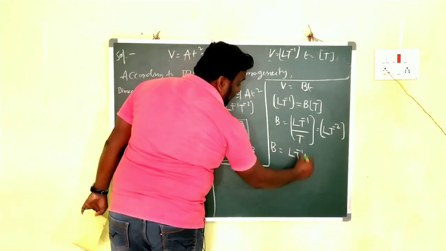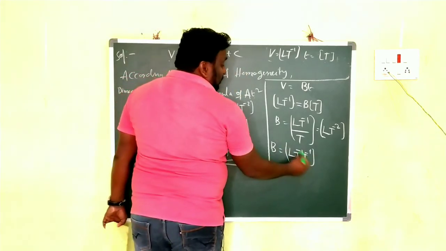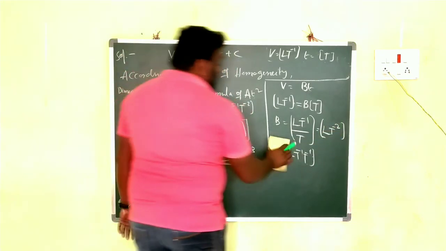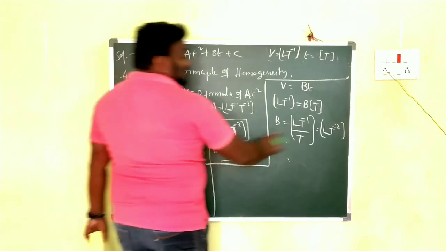If it goes to the top, we write LT inverse 1. Then what do you get? The bases are equal, so we have to add the exponents: minus 1 plus minus 1 is minus 2. That's why the dimension formula of B is LT inverse 2.